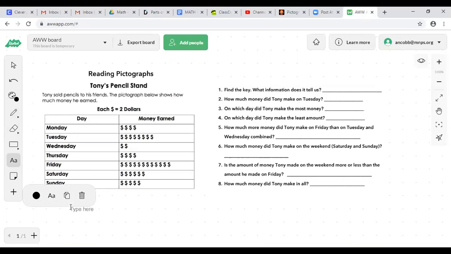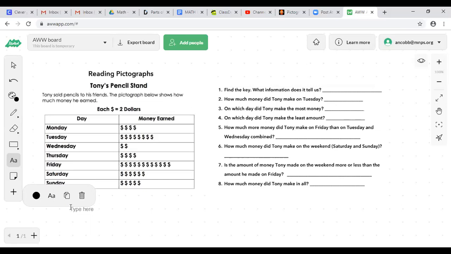So with number 1, it says find the key. What information does it tell us? So for number 1, it tells us how many pencils Tony sold to his friends. So that would be the answer to number 1.